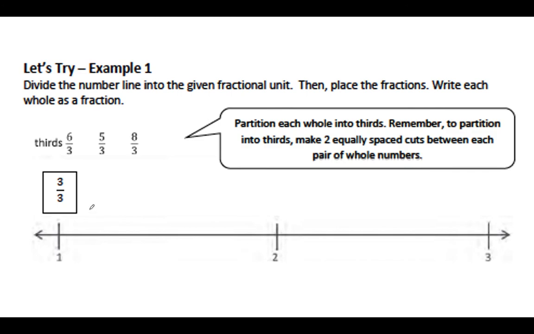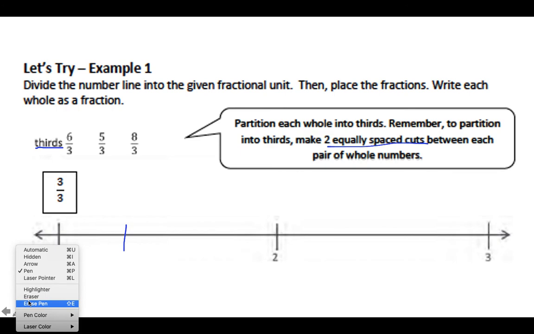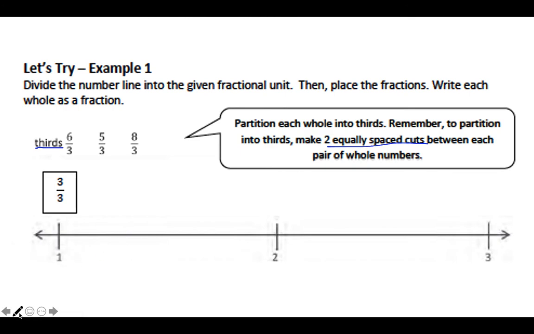Okay, they want us to cut this number line into thirds. That's our step 1. So we're going to cut this into 3 equal pieces by drawing 2 lines. See, it says make 2 equally spaced cuts. Then we'll have 3 even pieces. So let's start there. Thirds are always tricky for Miss Fisher. I'm going to do the best I can. That was pretty crooked, huh? Okay, let's try again.